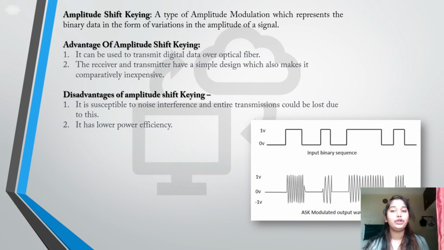What's amplitude shift keying? A type of amplitude modulation which represents the binary data in the form of variation in the amplitude of the signal. What's advantages of amplitude shift keying? It can be used to transmit digital data over optical fiber. The receiver and the transmitter have a simple design which also makes it comparatively inexpensive. Disadvantages of amplitude shift keying: it has a lower power efficiency.